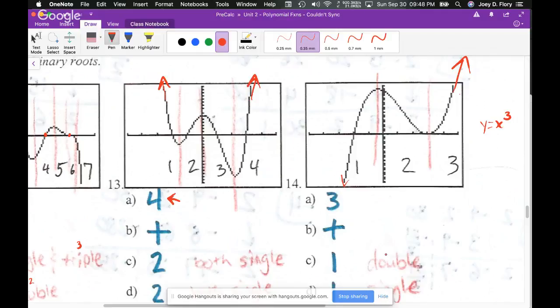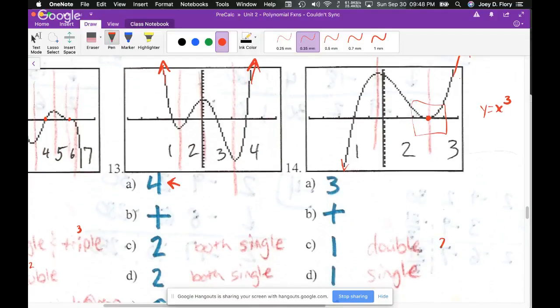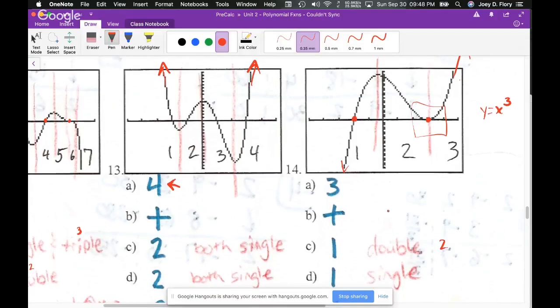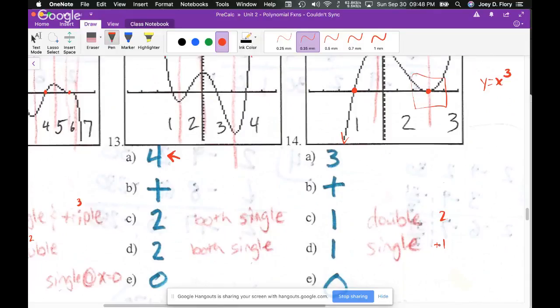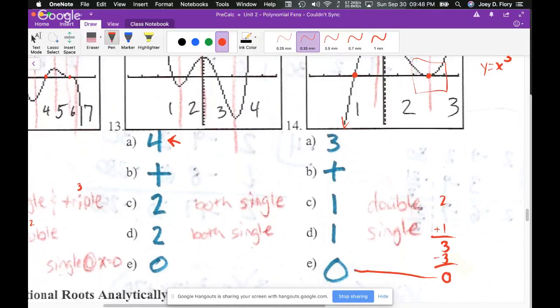Matches with that guy. We've got 1 positive root, but it's a double because it just comes down and touches, kind of like a parabola. If you were to just zoom in on this section, it would look like a parabola, a quadratic, which has a power of 2. So that's going to count for 2. We've got 1 negative root that just straight crosses, so that's going to count for 1. Add those up, subtract your number of complex roots. That's going to tell you how many imaginary roots you have, 0.